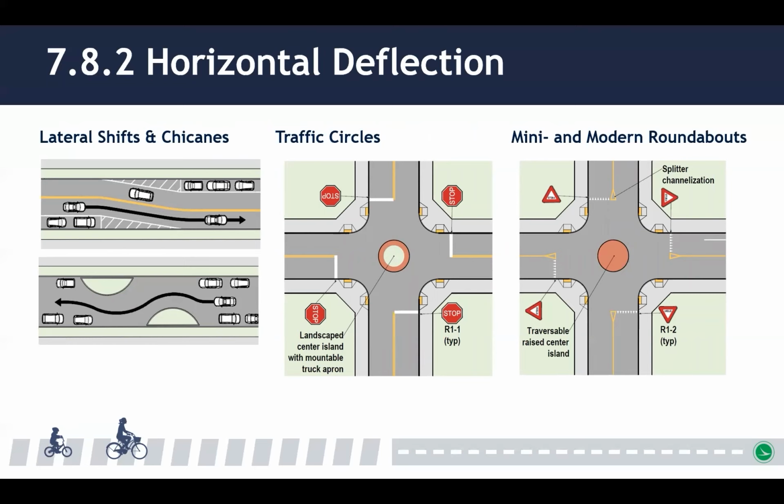A horizontal deflection hinders the ability of a motorist to drive in a straight line by creating a horizontal shift in the roadway. This shift forces a motorist to slow the vehicle in order to comfortably navigate the measure. Horizontal deflection is most appropriate on local and collector streets. Lateral shifts and mini roundabouts may also be appropriate on thoroughfares and are discussed in detail in this section.